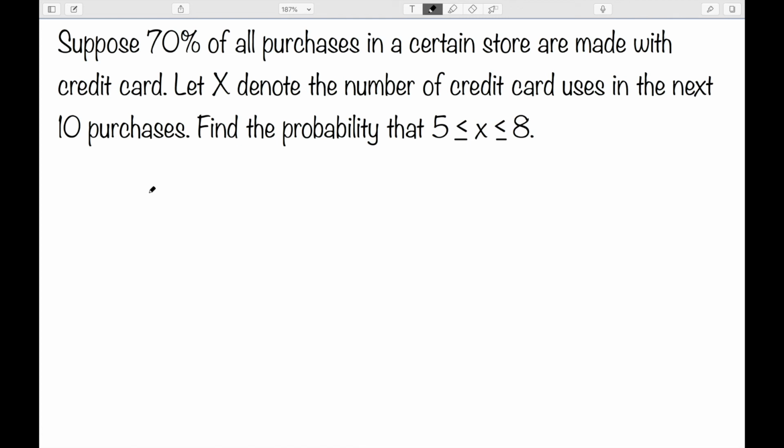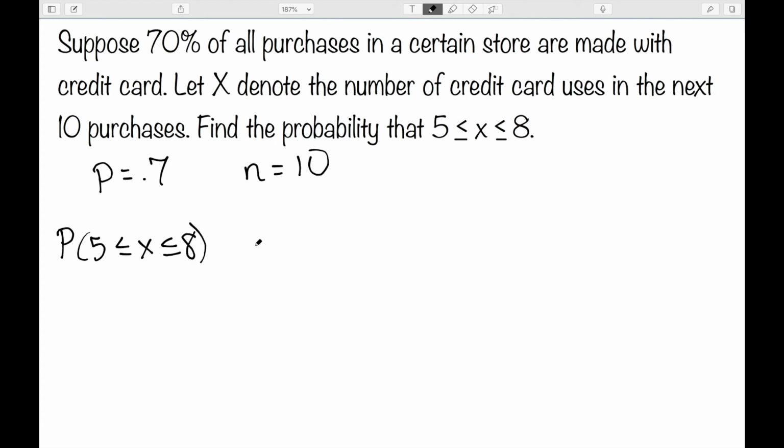Let's once again suppose that 70% of all purchases in a certain store are made with a credit card, and we're going to let X denote the number of credit card uses in the next 10 purchases. So we just said in this case p is 0.7 and n is equal to 10. I want to find the probability that 5 is less than or equal to X is less than or equal to 8. So I need to start with the probability of 5.